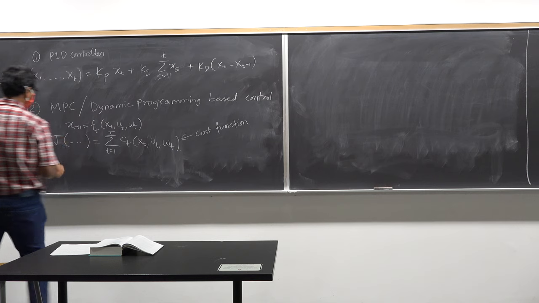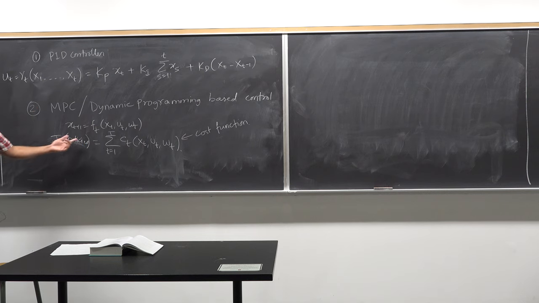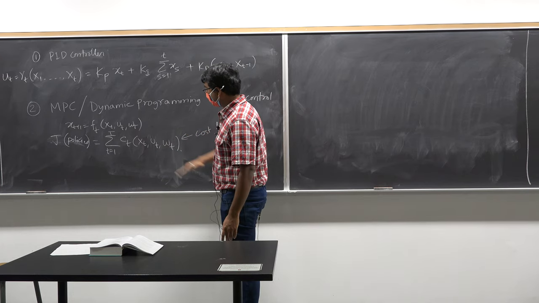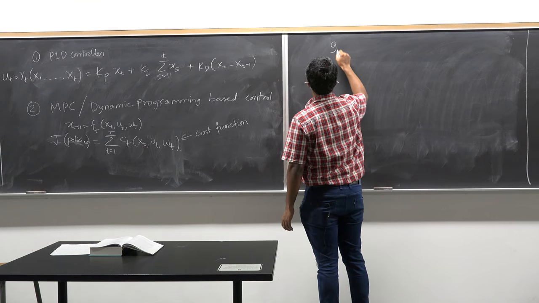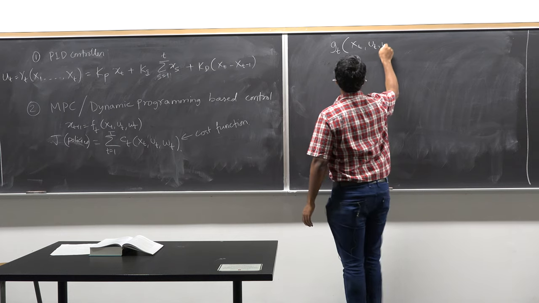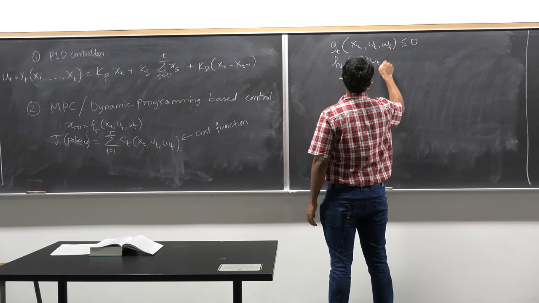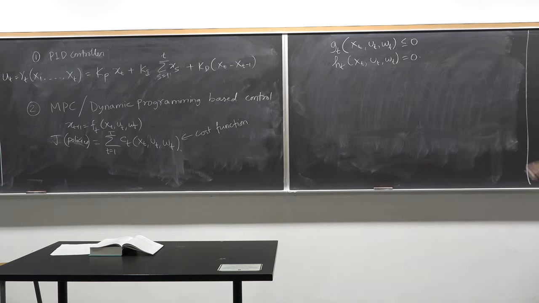What's inside J? These are all policies: gamma_1, gamma_2, gamma_3, all the way to gamma_T. So J is a performance index, which maps policies to real numbers. Now, you don't just have these two, the state dynamics and the cost function. You might also have some constraints. These are known as constraints.